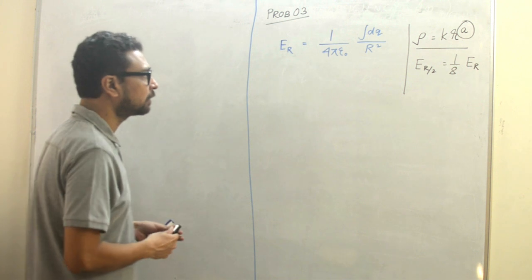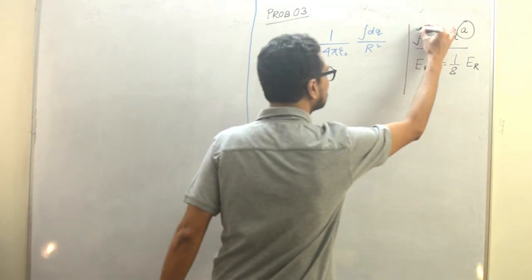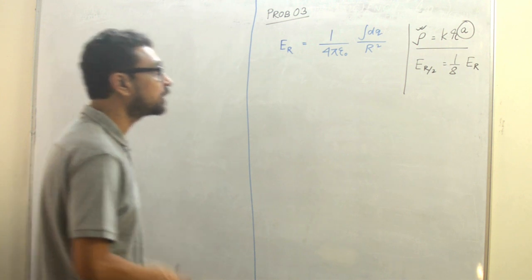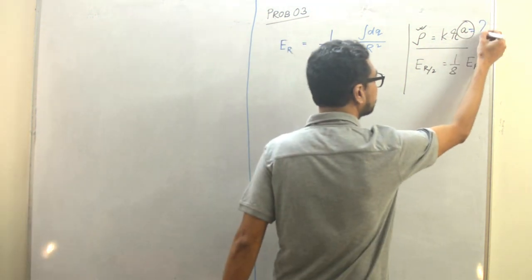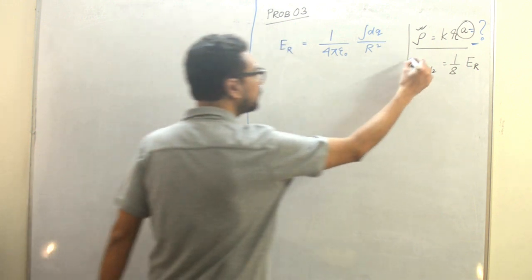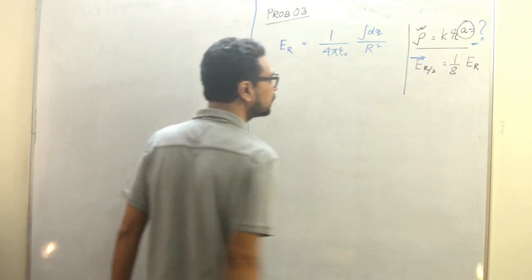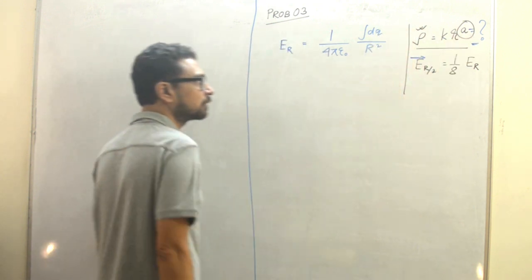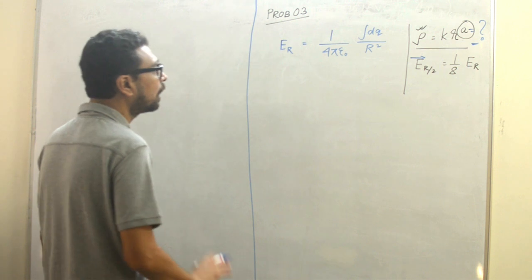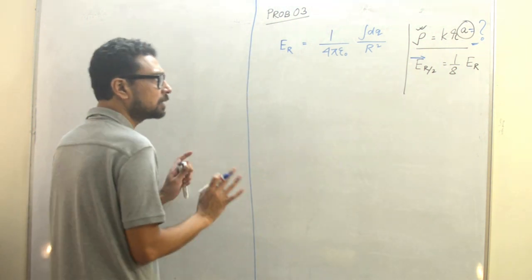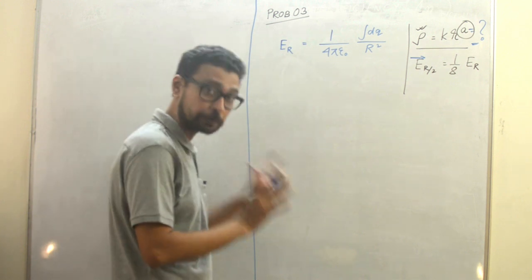Alright, so they have given us a volume charge density rho equals k r to the power a, where a is to be found out. We have to calculate this value. This is the information given, but this value we don't know. We have to calculate it using this relation. So we have somehow summarized the problem and what we have to do.